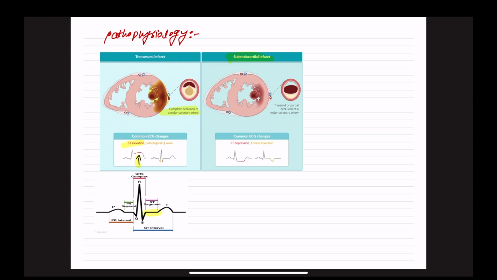The other one is subendocardial infarct, which happens whenever there is partial occlusion of the coronary artery. It results in ST segment depression myocardial infarction. So as we can see, the inner layer of the heart muscle is affected, but the outer layer is completely fine. So how does it happen? Let's suppose it's a coronary artery and it supplies blood flow in this direction from outside to inside.